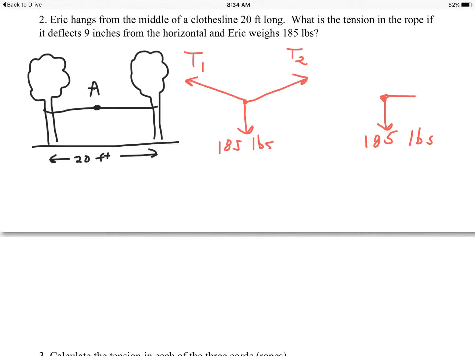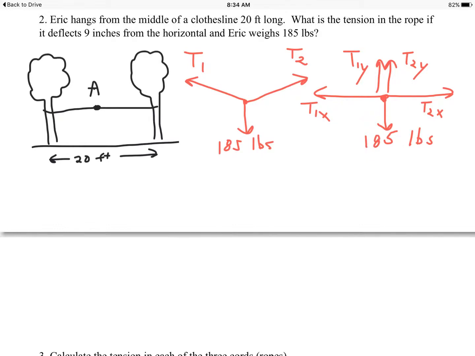But T2 is going to have two components. There's going to be T2x and T2y because it's pulling to the right and up. And T1 is pulling to the left. There's going to be a T1x. And this gets a little bit tricky. You could actually put them on top of each other, but I'm going to separate them a little bit. T1y. So we have all these components now acting on point A.